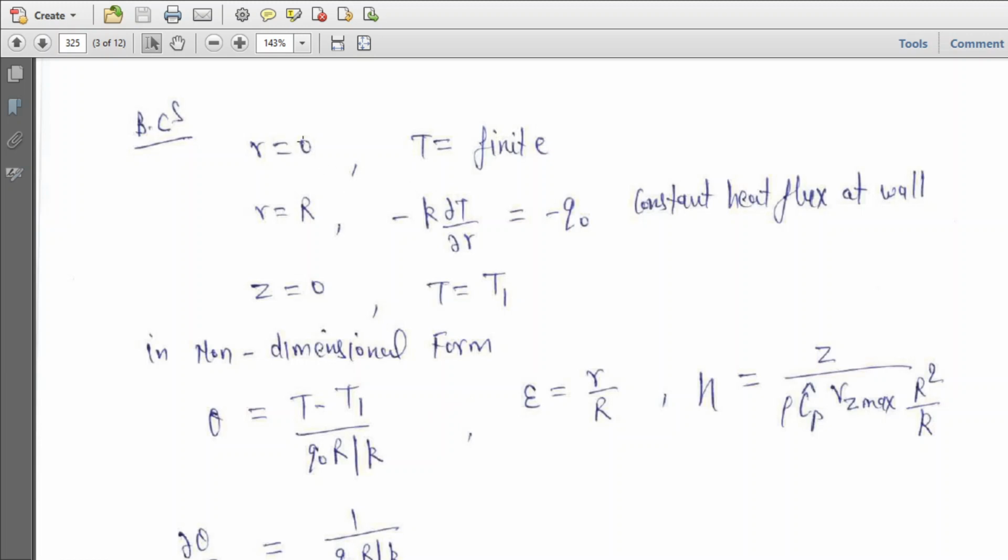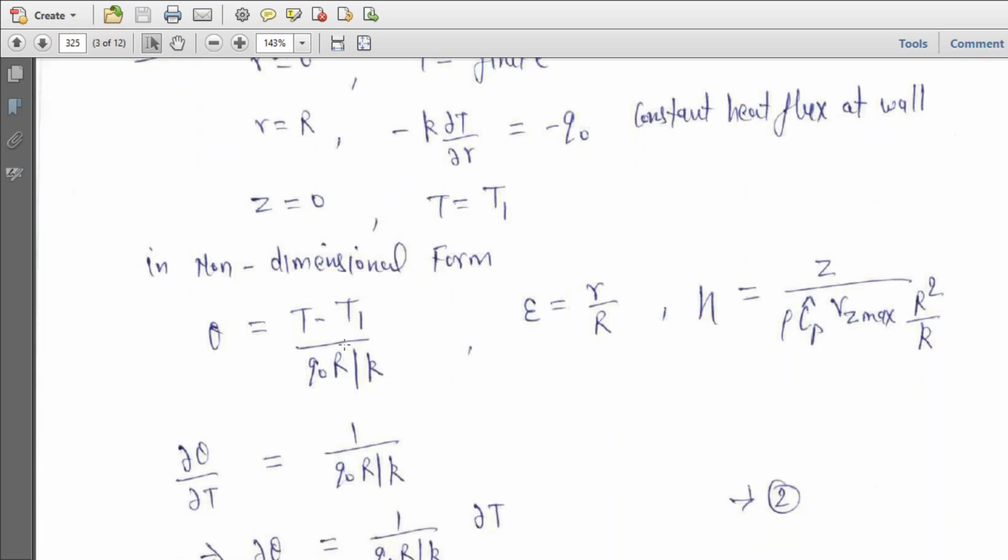Your boundary conditions for this are: at r equal to 0, T equal to finite. At r equal to R, that is at the wall of the tube, you are maintaining constant flux: minus K dT upon dr, your conduction flux, should be equal to the flux maintained at the wall, that is Q0. And at Z equal to 0, T equal to T1, that is the mean temperature of the fluid at the entrance.